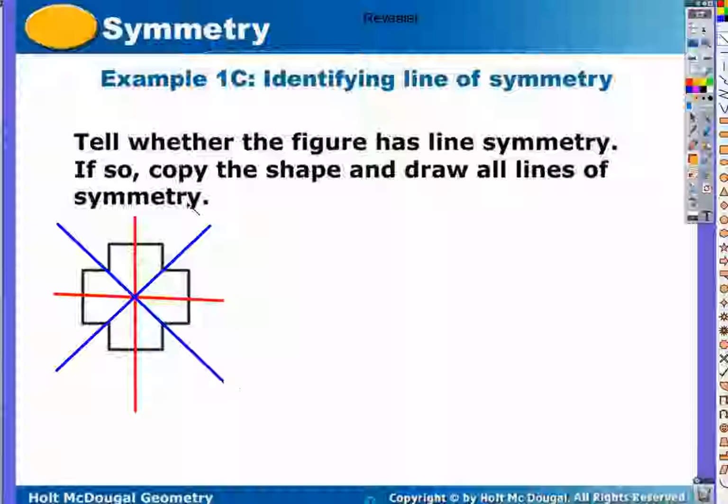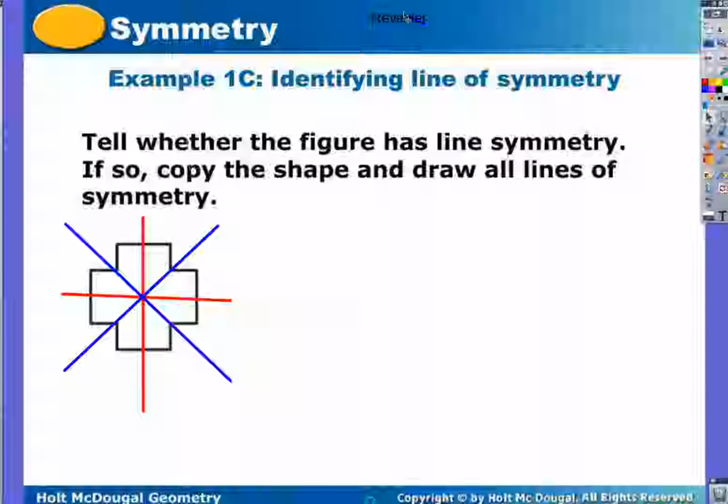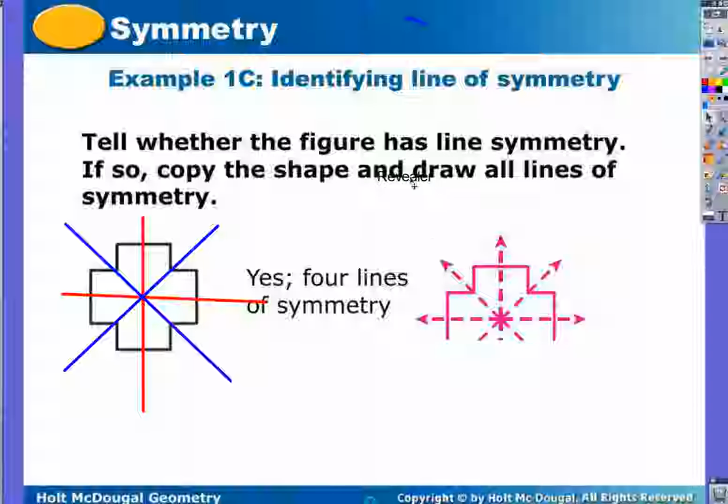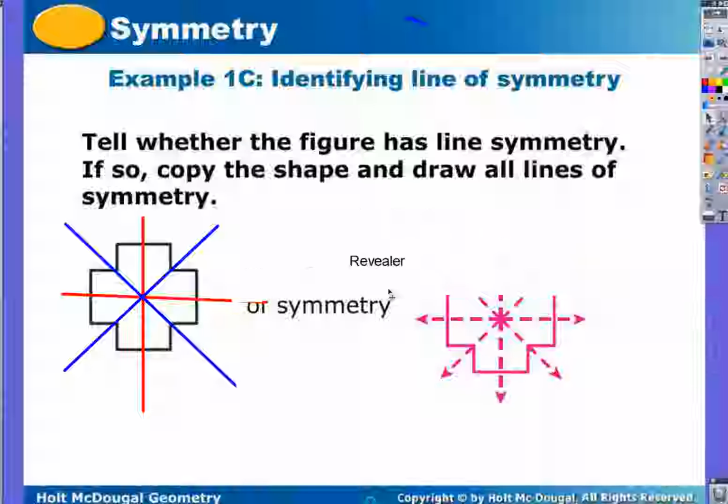Let's see if maybe we're ignoring some of them. 4 lines of symmetry. So we got it right.